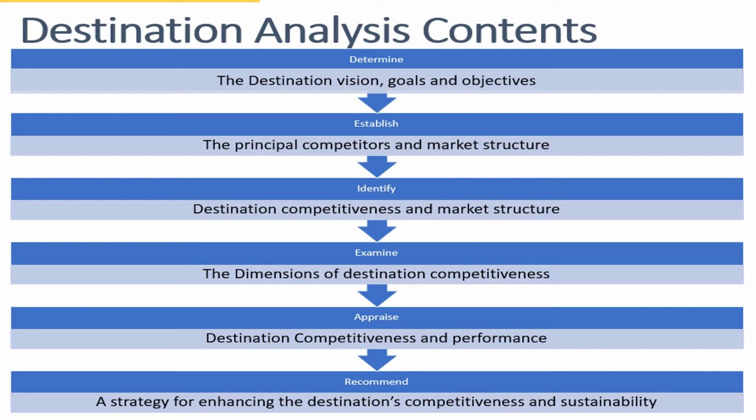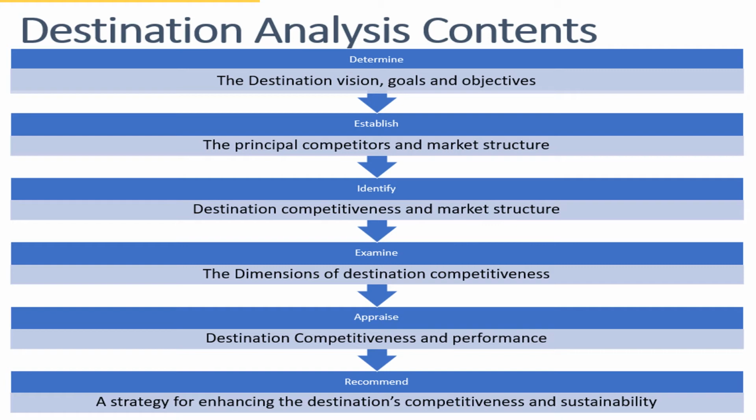So let's now look at a destination analysis. We've covered this before, but a destination analysis covers the vision, mission, aims and objectives. Who are the principal competitors? Destination competitiveness and market structure. What is the market structure for your area and how competitive is it? The dimensions of destination competitiveness, destination competitiveness and performance. And then a strategy for enhancing the destination's competitiveness and sustainability.